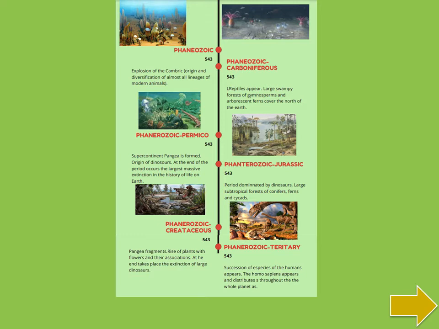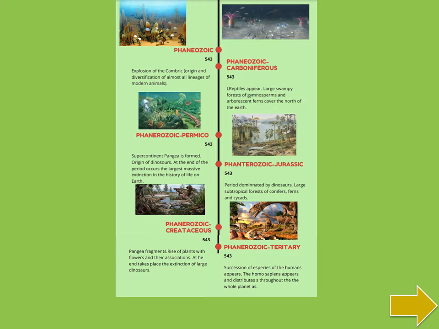In the Cenozoic, the continents reach a configuration similar to the current one and there is diversification of all mammal and bird orders. This is also where the continents that we know are forming and starting to form.